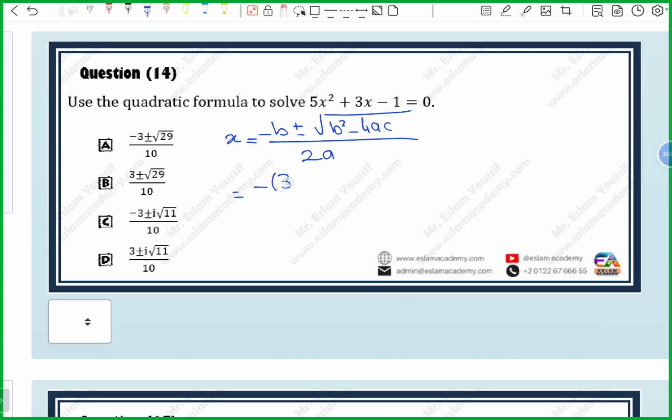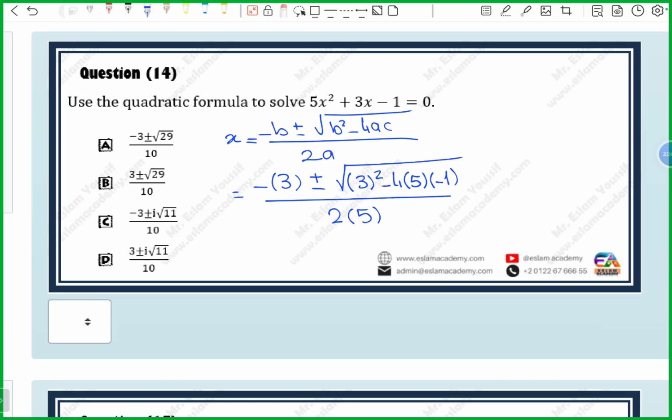So we have inside the bracket 3 plus or minus the square root of 3 to the power 2 minus 4 multiplied by a, which equals 5, multiplied by c, which equals negative 1. All of that divided by 2 multiplied by a, which is 5. Any problem until this step? No.